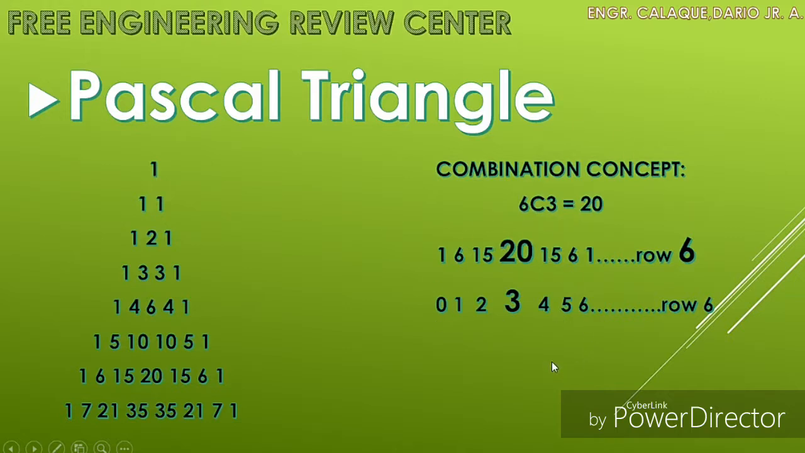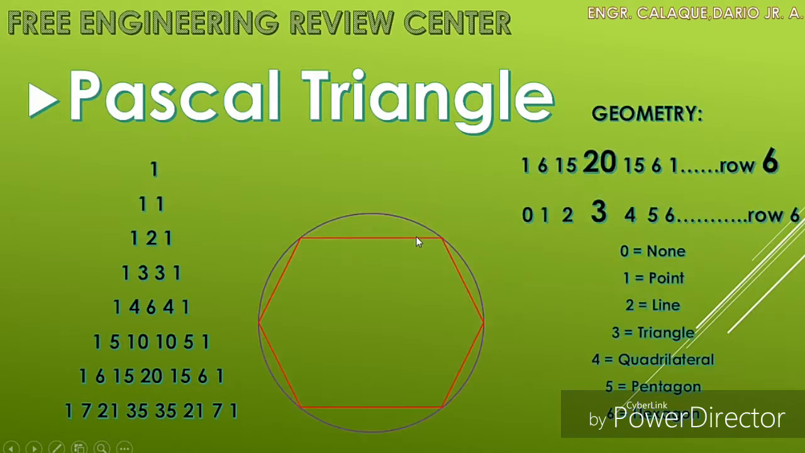Very amazing. So another concept here is in geometry. Consider the previous one. I'm going to take row 6 and also with the counting. In Pascal's triangle, that is also related to geometry. So here, 0, 1, 2, 3, 4, 5, and 6 correspond to the number of sides of certain regular polygons. For example, if we have 0, that means none. Nothing. And if we have 1, that could be a point. A point is just one dot.